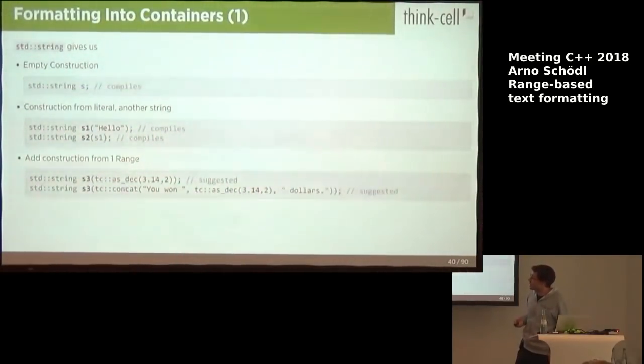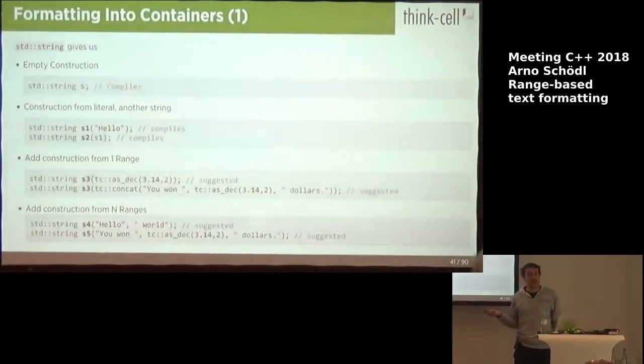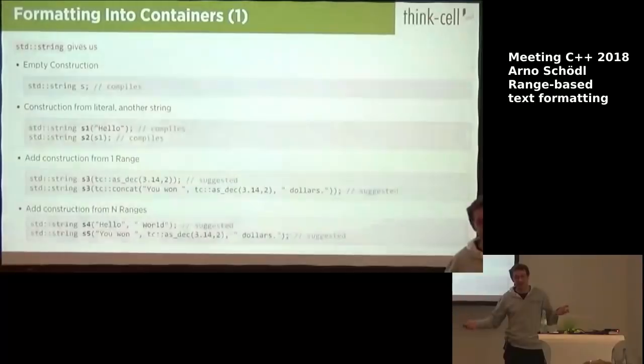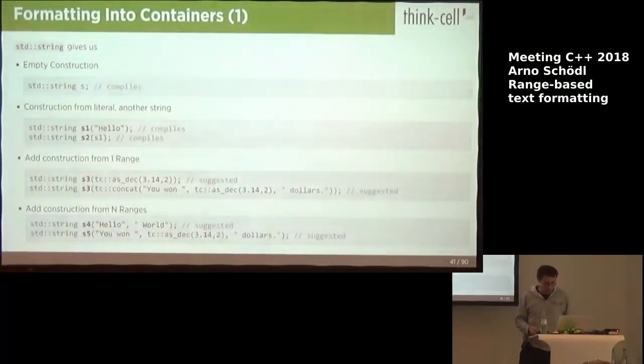So I suggest allowing a construction like that one, either from a single argument, as here, you can put in an sdec or a tc concat, or we can also add n ranges at the same time, because I don't really know. I mean, it seems natural if you can have one parameter and make a string out of it. If you have n parameters, why not concatenate these n parameters? If you don't like it, don't use it. It's essentially syntactic sugar.